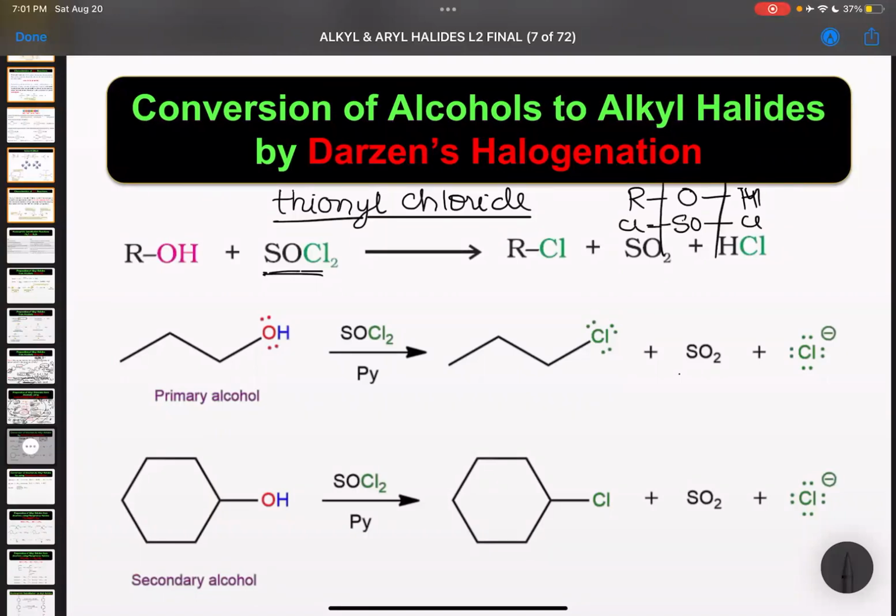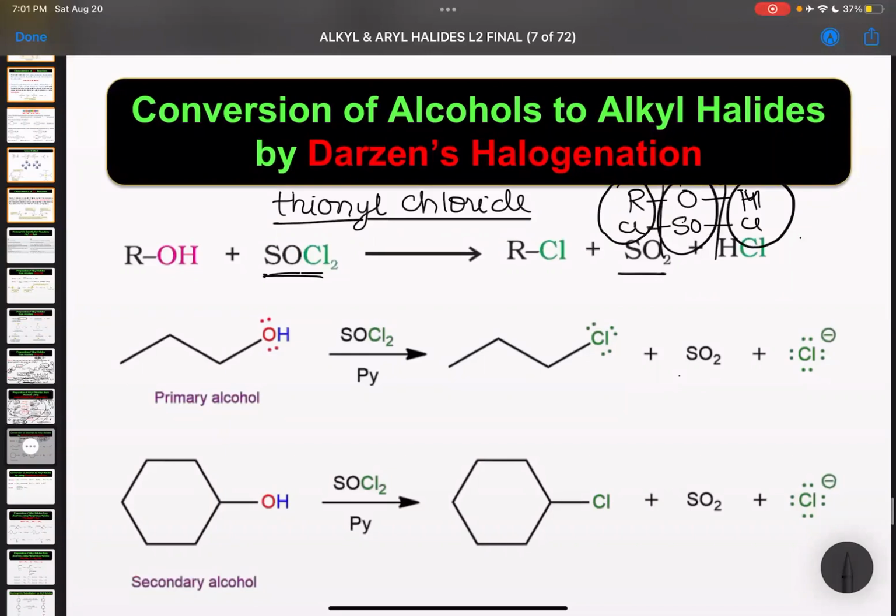So this is RCl, this is SO2, and this is HCl. The byproducts are SO2 and HCl. They come out on their own and you get pure RCl. Pure chloride, so you don't have to separate the byproducts. Is it clear?